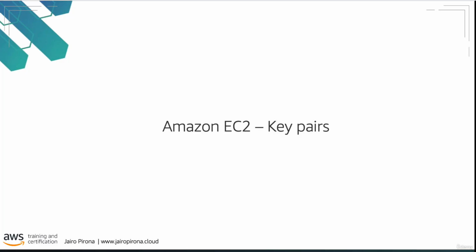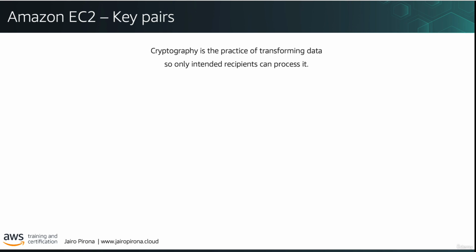Well, let's talk briefly about EC2 key pairs because it is essential that you know how they work. And for that, we must talk about cryptography. Cryptography, then, is the technique of transforming data so that only the intended recipients can process it.